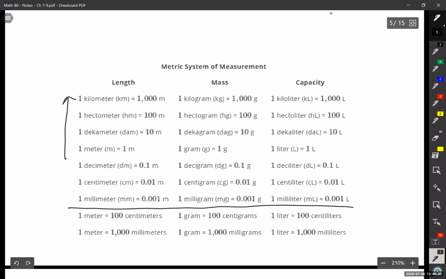Cut it off there. And then there's some specialty ones at the bottom. 1 meter is 100 centimeters. It's 100 millimeters. So those are more specific ones. So we'll practice going back and forth. Since these are all just ones and zeros, all we have to do is move the decimal.